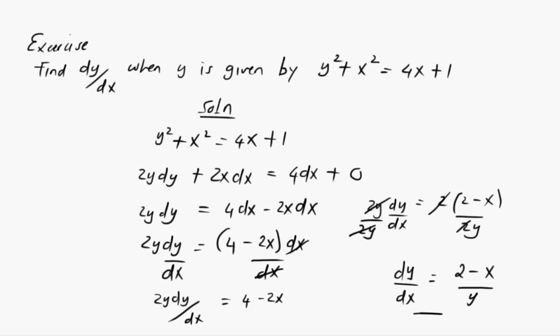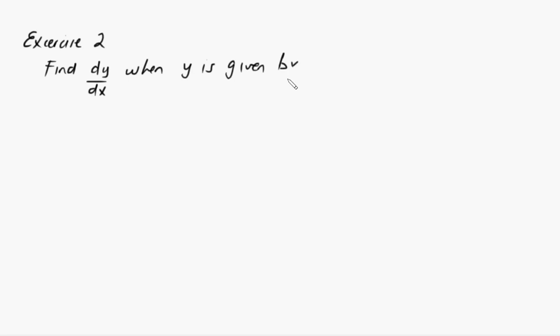Now let's see another exercise. Let me just call this exercise 2. Exercise 2 says find dy/dx when y is given by 4y squared plus xy minus 3x squared equals 0.